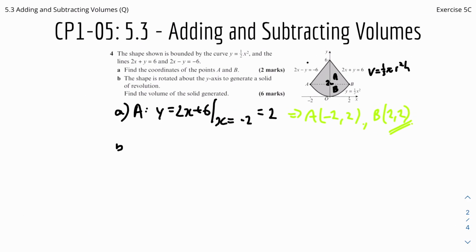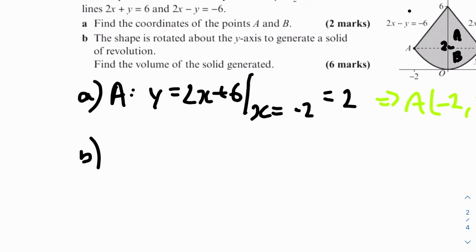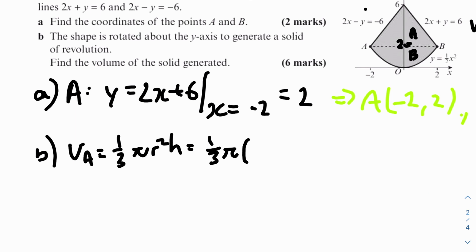So part B, the volume for A is a cone, so it's 1 over 3 pi r squared h. Pi just remains as pi. r is 2, so pi times 2 squared. h is 6 minus 2, the difference, which is 4, so the height is 4. Now we can simplify it. It's a third times pi times 2 squared times 4, which gets us 16 pi over 3.